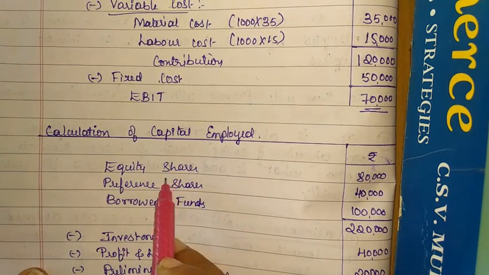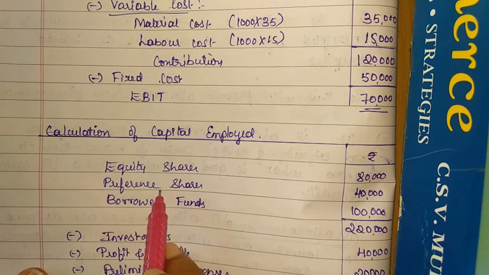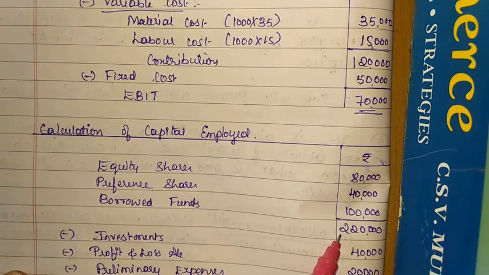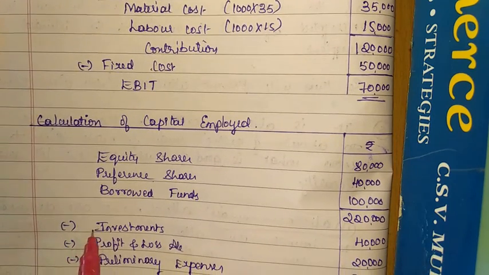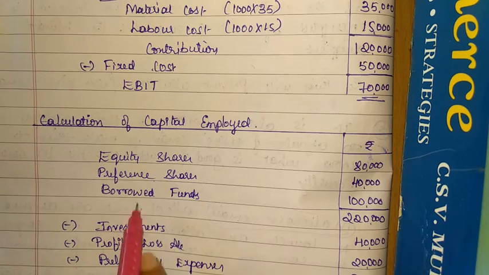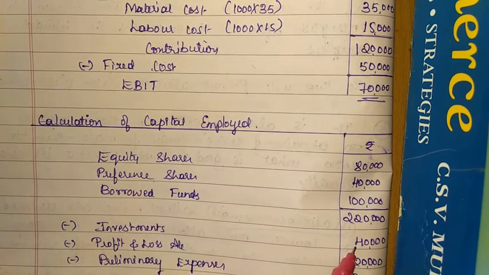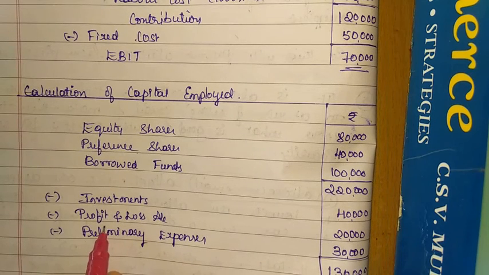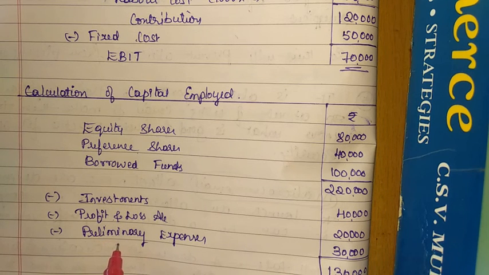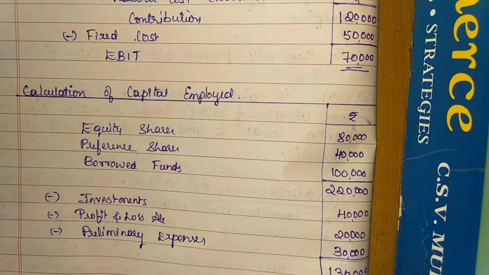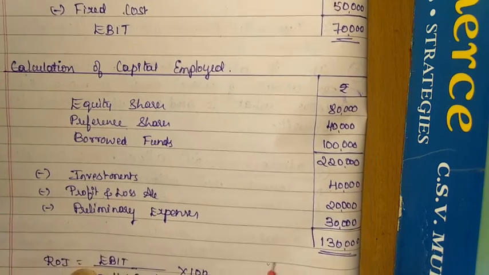Next we will go for calculating capital employed. So shareholder fund includes equity share and preference shares. So equity shares add preference shares add borrowed fund. So total capital 2,20,000 less investment. If there is any investment on the asset side, that we have to deduct from the capital. So less investment 40,000 and less profit and loss account, preliminary expenses. These are fictitious assets. They are there under the heading miscellaneous expenditure. That's why it is a fictitious asset. So we have to deduct it from the total capital. So if your profit and loss account 20,000, preliminary expenses 30,000, total capital employed is 1,30,000.